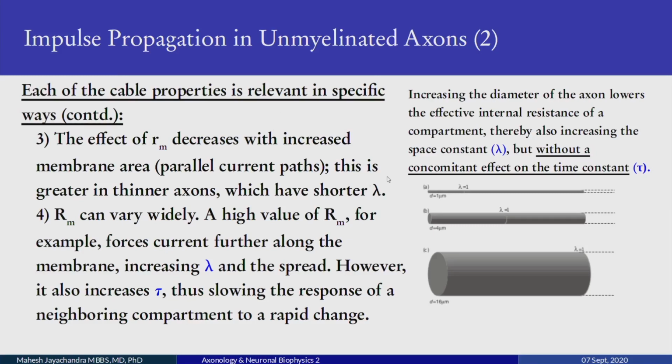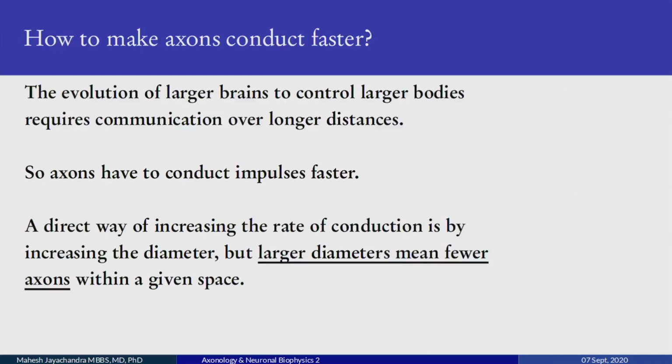So consider what happens when you increase the diameter of an axon. Here it's 1 mu, 4 mu and 16 mu. It lowers the effective internal resistance, thereby increasing the space constant lambda, but without an effect on the time constant tau. Okay, so these are the effects. Cable properties are very important. They have very distinct effects on local current and electrotonic spread of current in the dendritic trees.